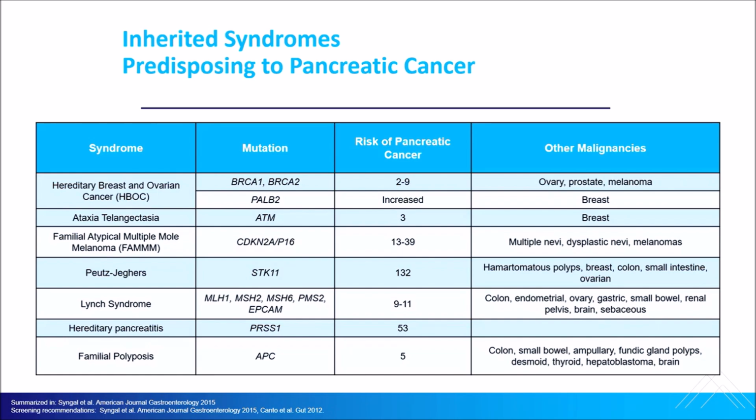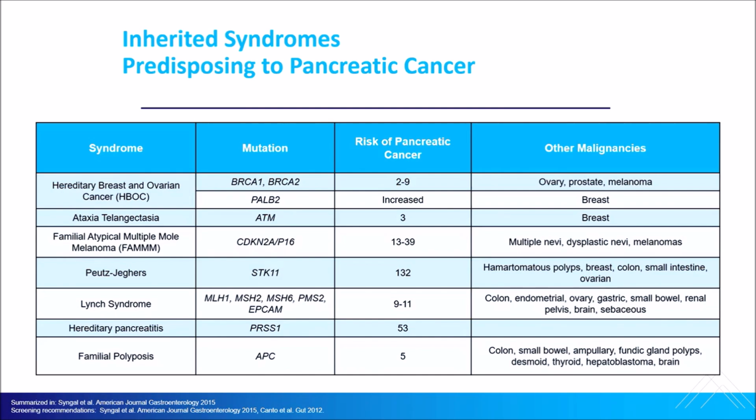There's PALB2, or partner and localizer of BRCA2, so it kind of makes sense that it works in the same pathway. Modest increased risk of pancreatic cancer, also risk of breast cancer. There's ataxia telangiectasia, which we might have learned about in medical school. If you inherit 2 copies of this gene, you have ataxia telangiectasia. But it turns out if you inherit 1 germline variant of this gene, you're predisposed to both pancreatic cancer as well as breast cancer. And then there are a few of the zebras that the gastroenterology audience is used to hearing about. So there's the FAMMM syndrome, familial atypical multiple mole melanoma. It's a mouthful.